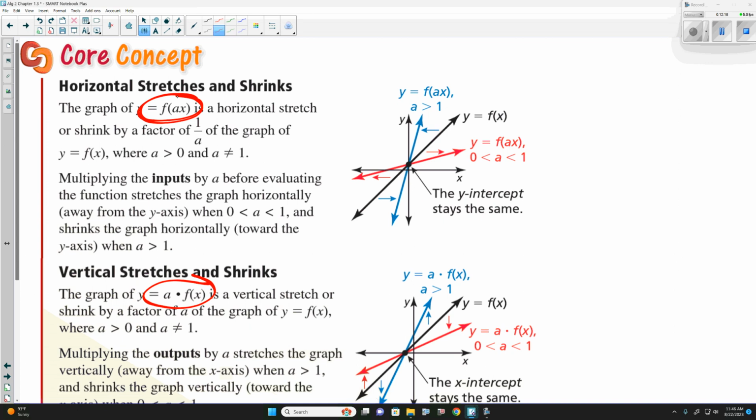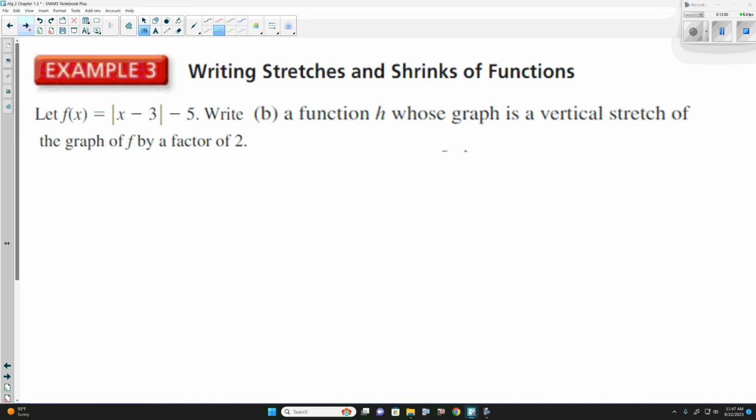Because the factor that we stretch or shrink it by is 1 over a. So whatever it's saying that we stretch or shrink the function by, we have to flip it before we can plug it in. So if it said that it's a horizontal shrink of 1/2, what we're actually plugging in is 2. Or if it's a horizontal stretch by a factor of 3, what we're actually plugging in is 1/3. We have to flip it. And that's the only one where we actually have to change something before we plug it in.